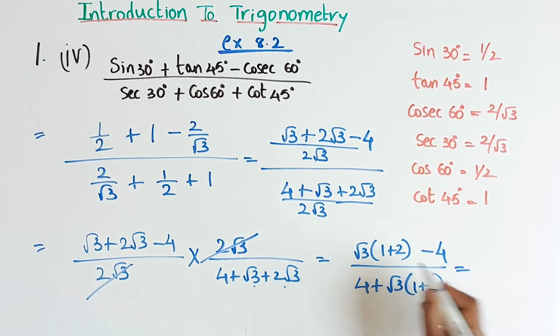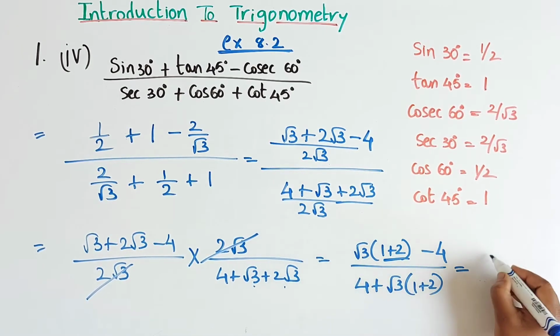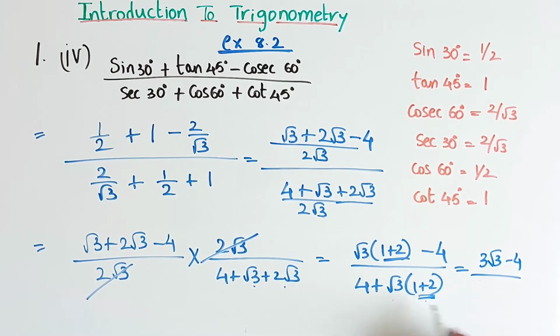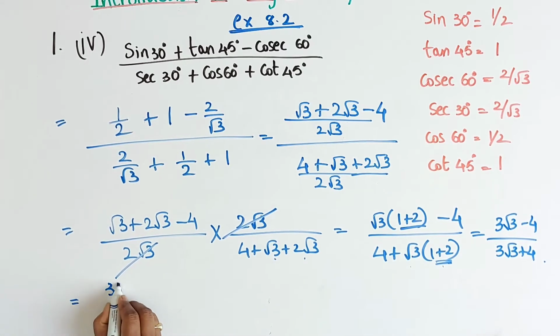Correct? That equals root 3, root 3 I can write. Here 1 plus 2 is 3, no? 3 root 3 minus 4 here. Here also 3 root 3 plus 4 here. Correct, children? Let's rationalize this value, children. That means we have to multiply by 3 root 3 minus 4 in the numerator as well as in the denominator. Let's start. 3 root 3 minus 4 divided by 3 root 3 plus 4 it is.